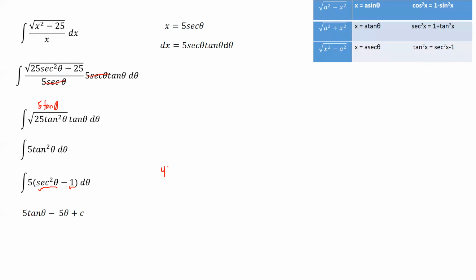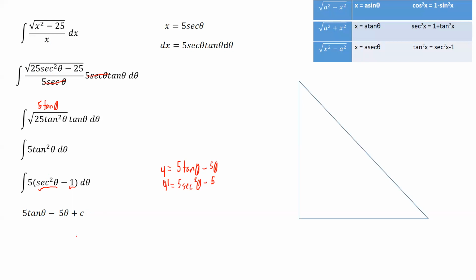Again, if you're a little confused with what just happened, if y equals 5 tan theta minus 5 theta, what's the derivative? Derivative of tan is secant squared. Derivative of 5 theta would be 5. And we're back where we started. These are thetas. We've got to go back to x.